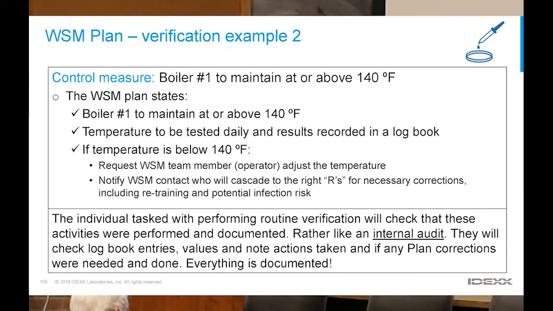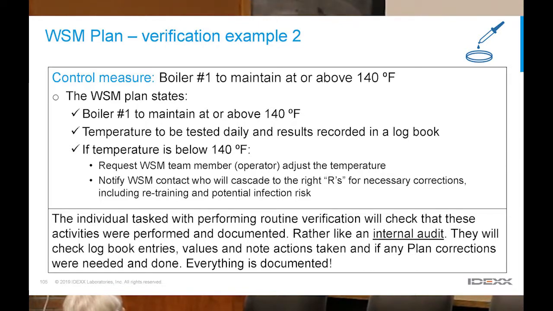Yeah, I know, sorry. So we have to maintain 60. Okay, it says 140. And that it has to be tested daily. And if it's below 140, then there are activities that are supposed to happen by the person that's responsible for checking it, right? So what the actual verification is to go look at those logbooks.